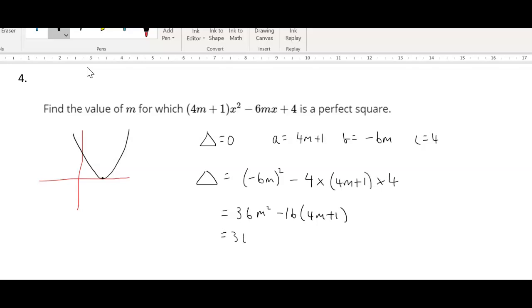All right, and I might just do that again. 16 times 4, so that's 16 times 2 is 32, times 2 is 64. So I'm going to have minus 64m minus 16. Now remember, to have a perfect square, your discriminant has to equal 0.